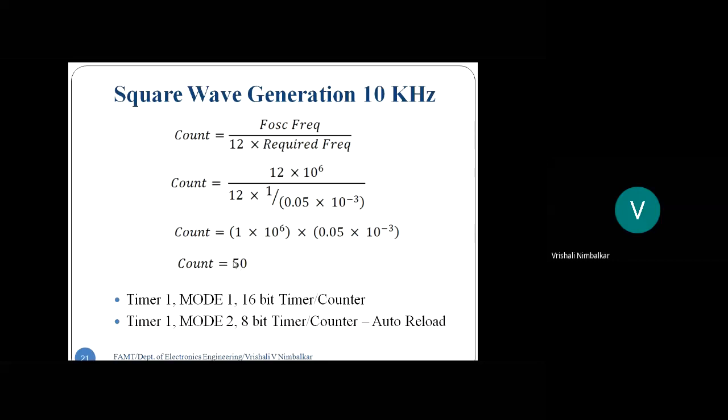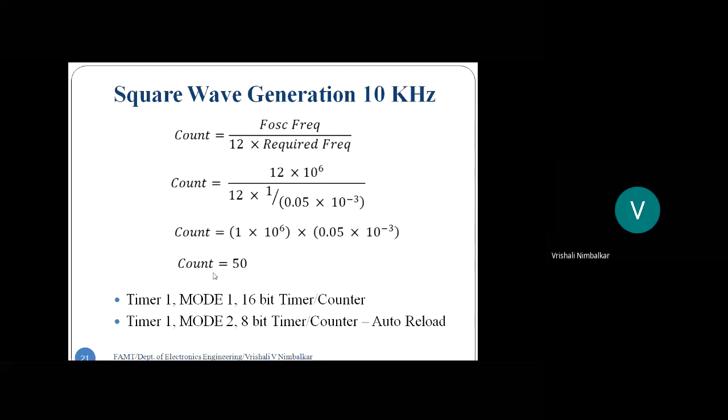I need a count of only 50. So any mode is applicable. I can get a square wave using any mode. The smallest is 8-bit and that 8-bit count is 256. Correct. So then I decide, let me use timer 1. Again, this is not mentioned in the problem statement. But since I had used timer 0 in the earlier example, I'm taking timer 1 here. This is something we have assumed.